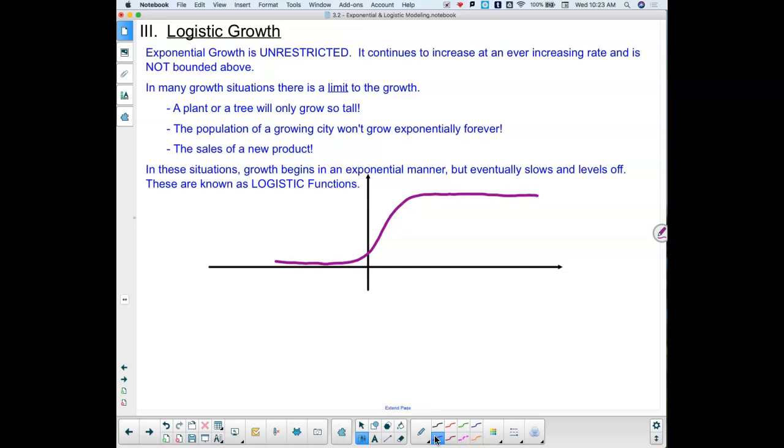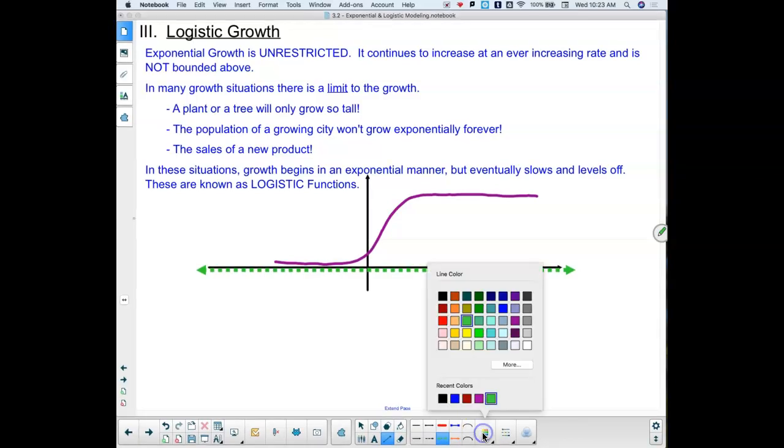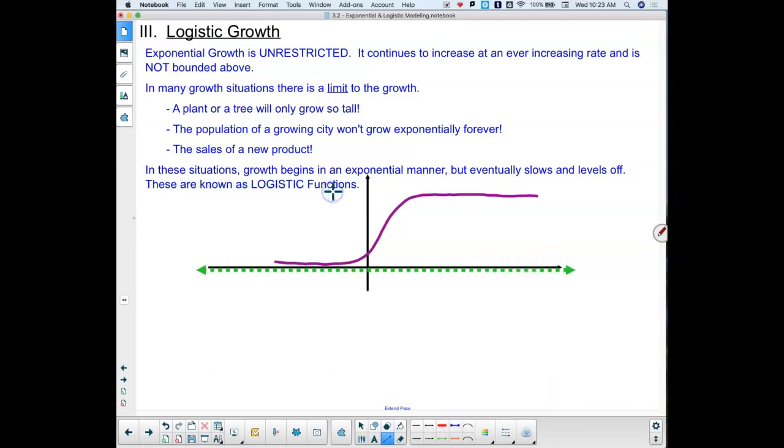An exponential function has a horizontal asymptote below it. A logistic function has a horizontal asymptote below it and above it. So it has a range where the function is applicable, or where it can be. Okay, so we're going to dive now into logistic functions.